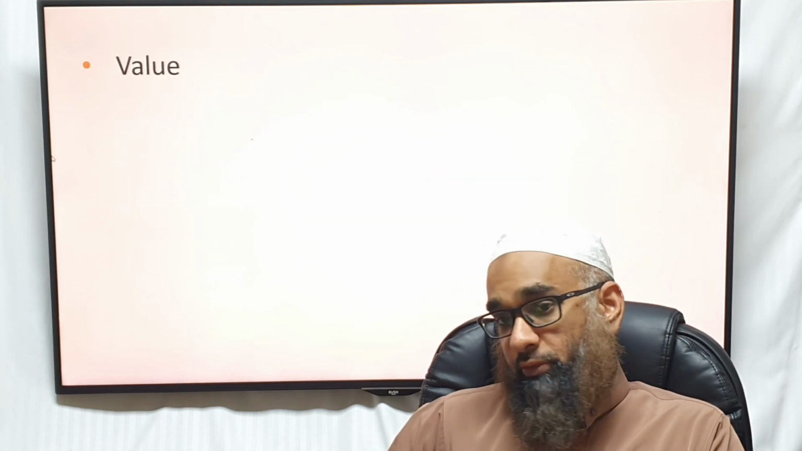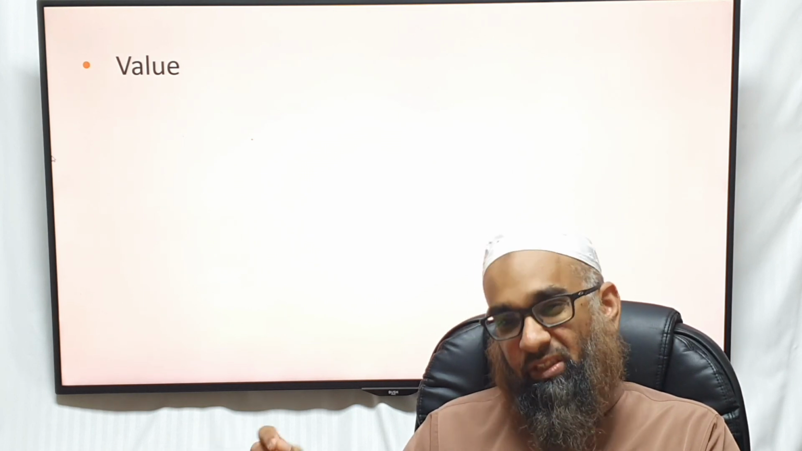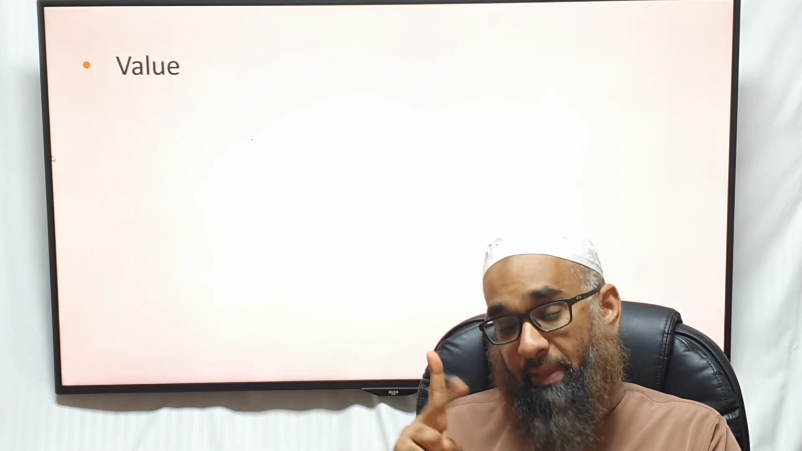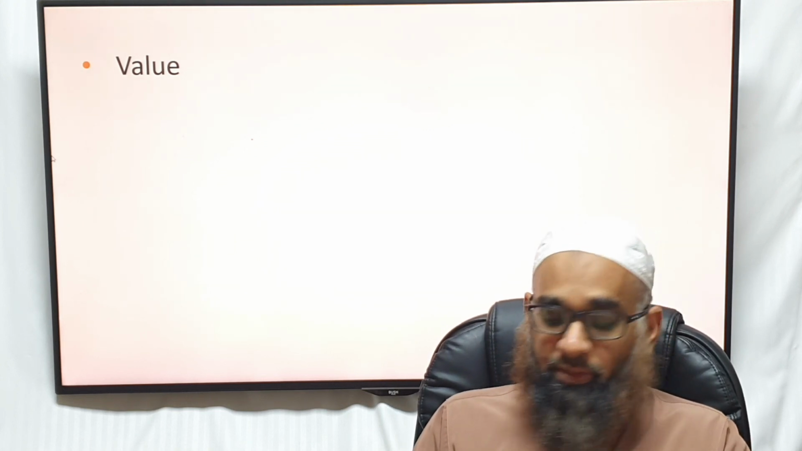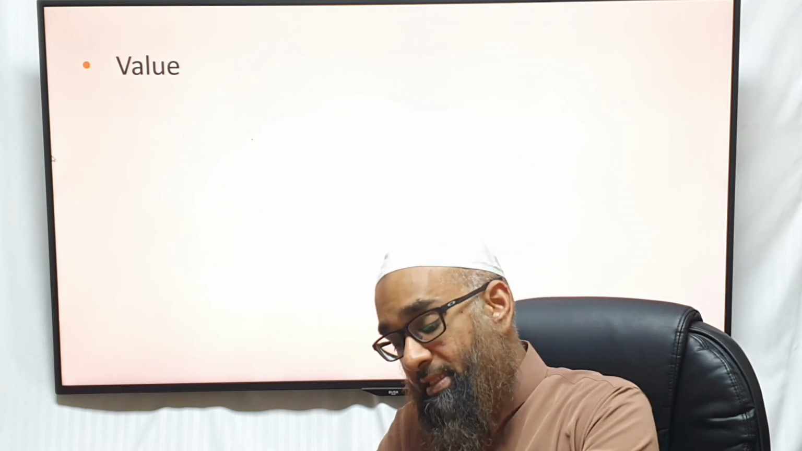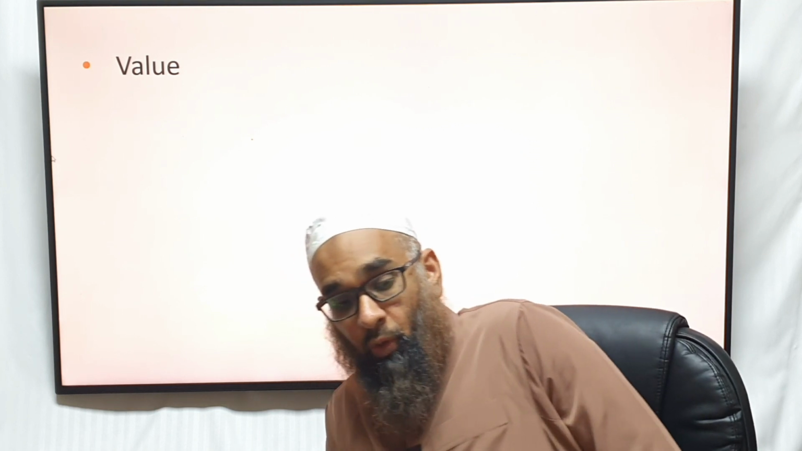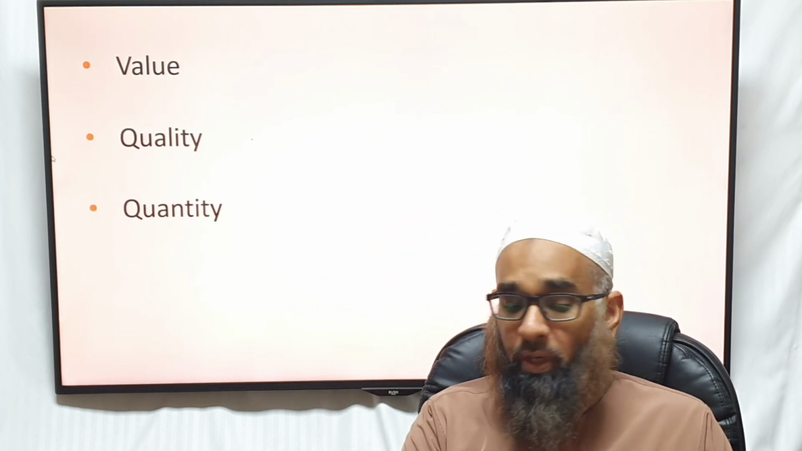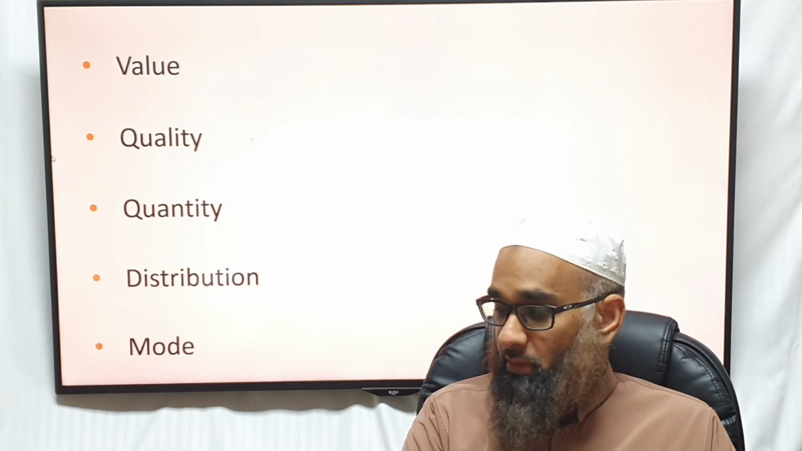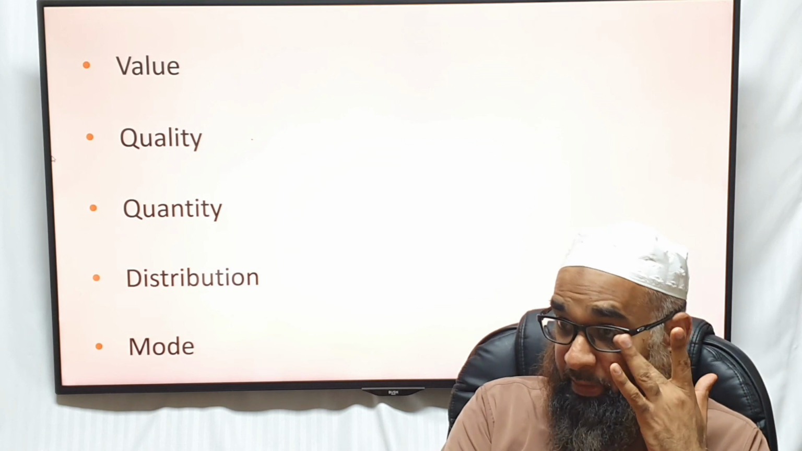So far so good? So we have the subject, the predicate, and the copula, but the more important thing is the quantifier. Is this what we're talking about? Now once we understand the parts of a proposition, we need to understand that there are 5 different aspects to a proposition. One is the value. We'll go through each one here. Value, quality, quantity, distribution, and mode. The first 2 are quite easy. The second 2 are also easy, but they need a bit of explanation.